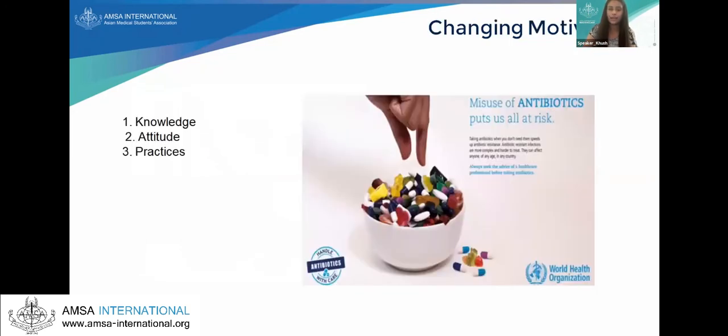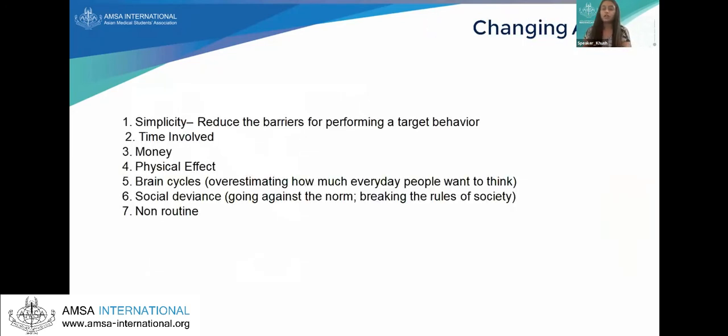Okay, moving ahead to changing ability. When we talk about ability, there are a considerable number of factors involved. First of all, simplicity. For instance, now that we're on the topic of tobacco and smoke, you want your population to reduce the use of smoke, or the existing smokers to reduce or to quit, or the ones who have not started to not start. So simplicity is one, wherein reducing the barriers for performing a target behavior is very important.